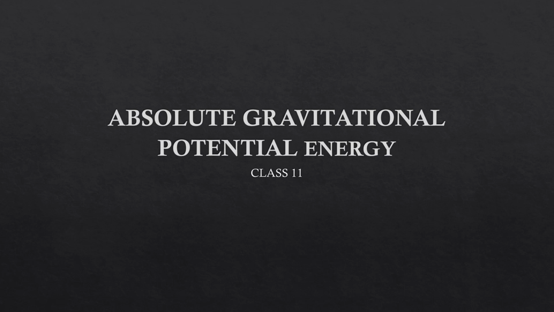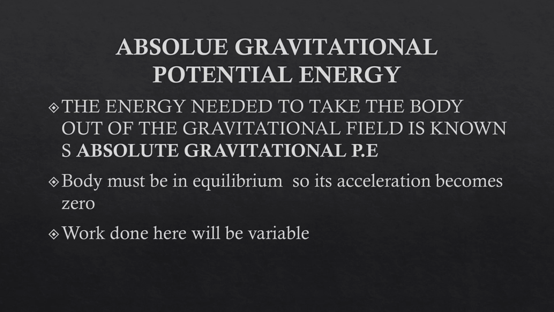Hello, in this lecture we're going to discuss absolute gravitational potential energy and how we can calculate it. First of all, absolute gravitational potential energy is the energy that is needed to take a body out of the gravitational field. Now we know that around the earth there is a field which attracts things towards itself. That field is called the gravitational field.